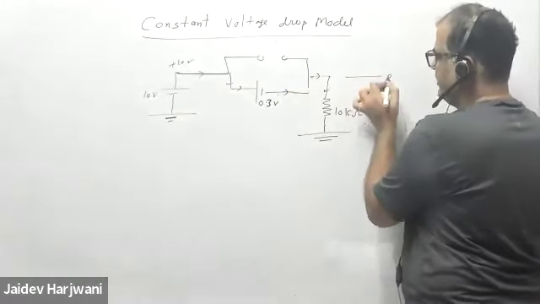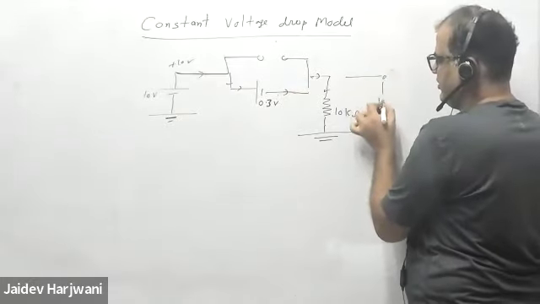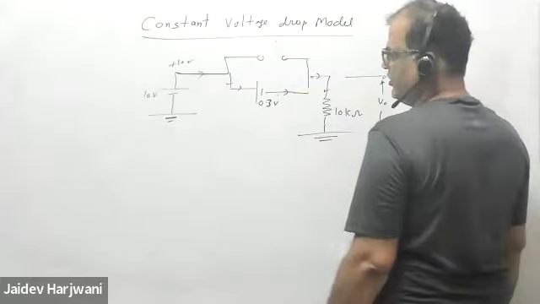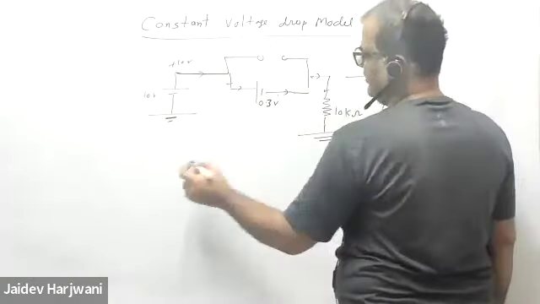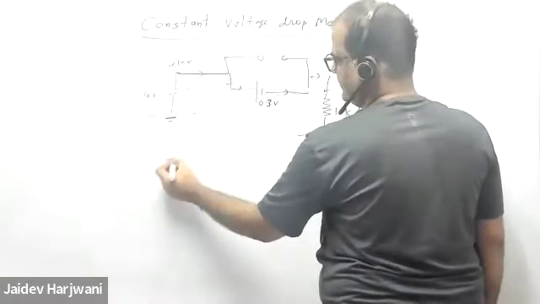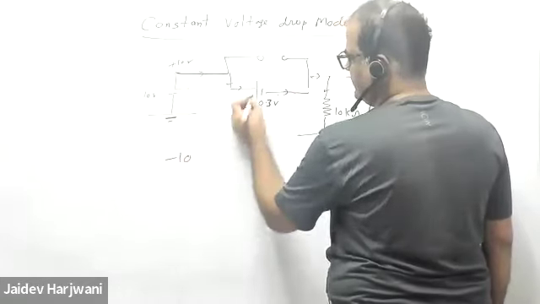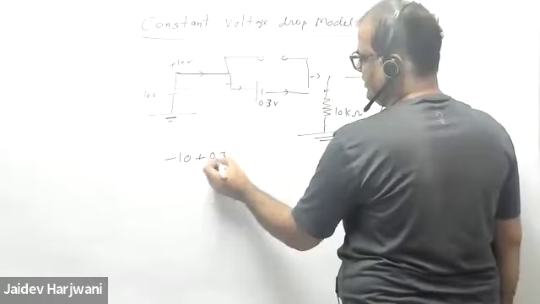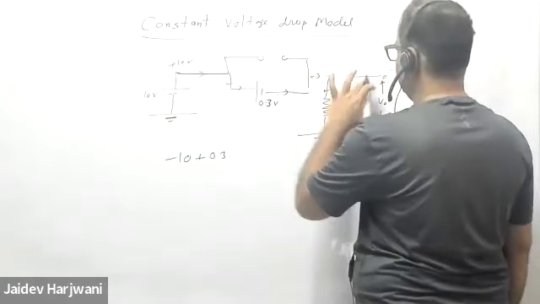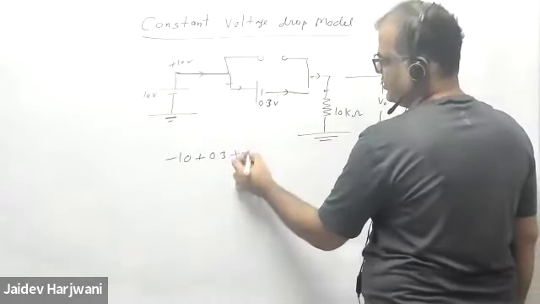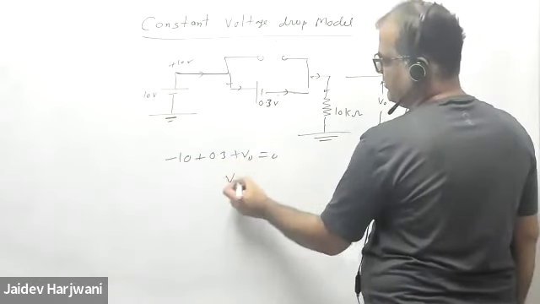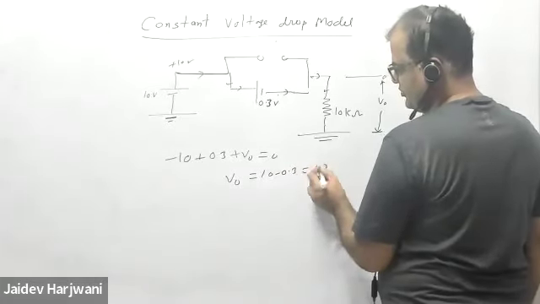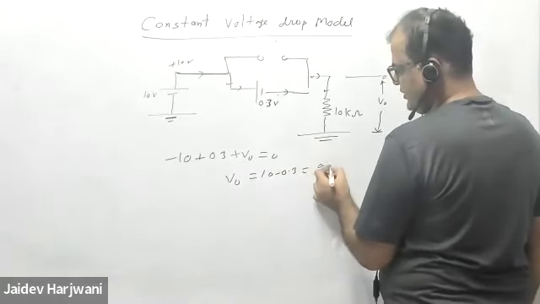Now if I want to measure the voltage here, say V naught, I can easily find V naught. What will be V naught? Tell me. V naught will be here -10, plus, I'm coming from this closed path, KVL, plus 0.3, and then plus V naught. So V naught will be -10 minus 0.3, which is -9.7 volt.